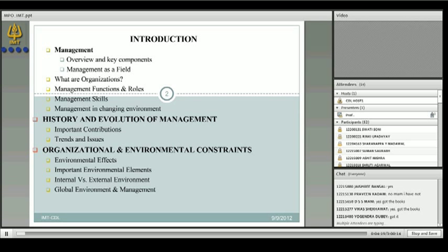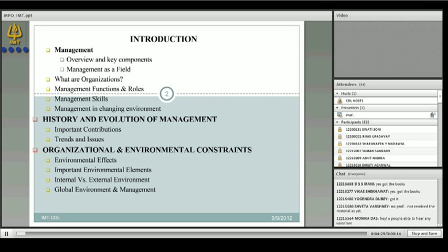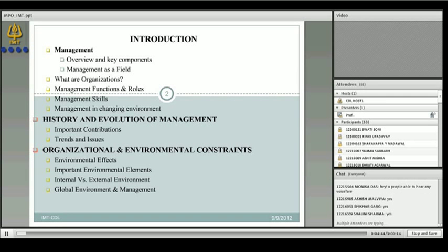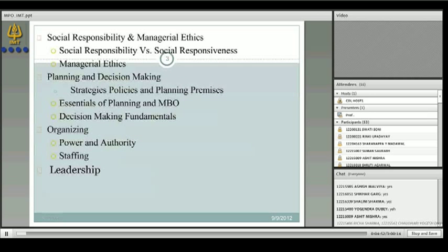Then we would also be talking about the history and evolution of management, because all that we are seeing in the management process has to do with the past, and way back in 1800 the concept was still there. So we're looking at important contributions, trends and issues. Then we'll look at organizational and environmental constraints, the environmental effects, important environmental elements, internal and external environment, global environment and management, social responsibility and managerial ethics.